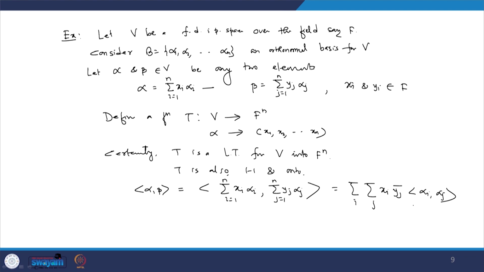Since I have considered this orthonormal, this will be equal to sigma x_i y_j bar, i equal to 1 to n, j also 1 to n, times delta_ij. Now, I will consider the orthonormal basis for F^n as E1, E2, En, our standard basis in F^n, that is E1 equal to 1 0 0 0, I mean E_i equal to 0 0 0, with 1 in the ith place and the rest 0.